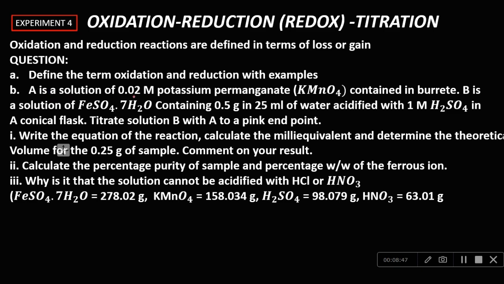A is a solution of 0.02 molar potassium permanganate contained in a burette. B is a solution of ferrous sulfate heptahydrate containing 0.5 gram in 25 ml of water acidified with 1 molar H2SO4 in a conical flask. Titrate B with A to a pink endpoint. Now, the only two things you are actually titrating are potassium permanganate, which is A, and this ferrous sulfate heptahydrate. So you must get their mole ratio in order for you to calculate anything you need to calculate. Is that okay?